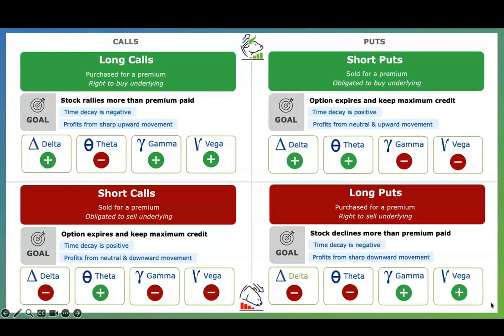So you notice it's positive for those bullish strategies, negative for the bearish strategies. Theta tells us our daily time decay, how much the option will lose its premium as each day goes. So that's negative for long options, regardless if it's a call or a put, positive for short options, regardless if it's a call or a put. Where do they benefit from?